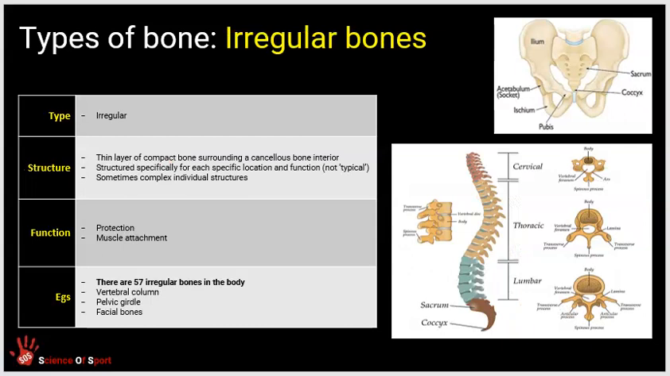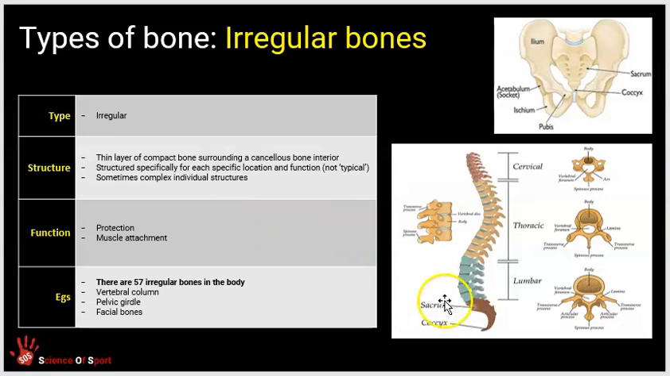Lastly then, the fifth type of bone is irregular bones. So these basically are uniquely shaped. The irregular bones have no consistency. They are designed for the particular job that they have, wherever this might be. Again, a thin layer of compact bone around some cancellous bone tissue, and very specifically designed for the specific locations.